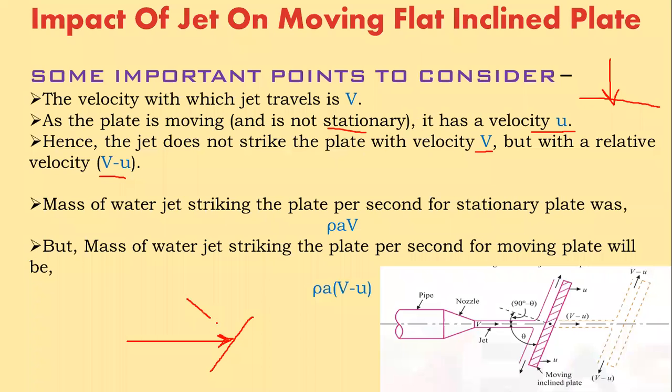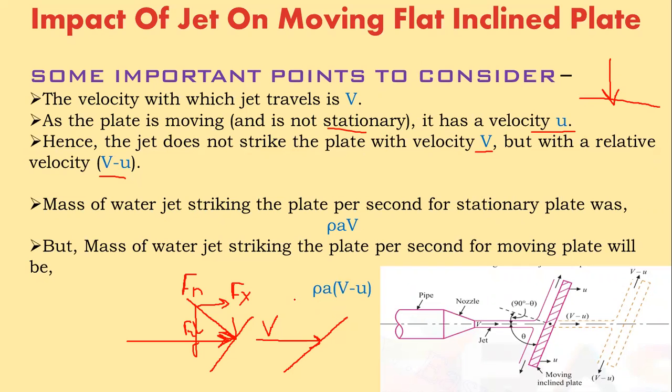So first we found the normal force, the force which acted perpendicular to this inclined plate. Based on this normal force, we took out two components: Fx, the force in the x direction, and Fy, the force in the y direction. Before finding the normal force, we knew the velocity in the x direction of the jet was capital V.